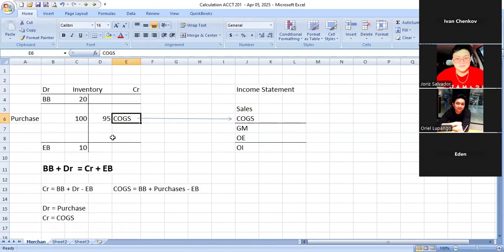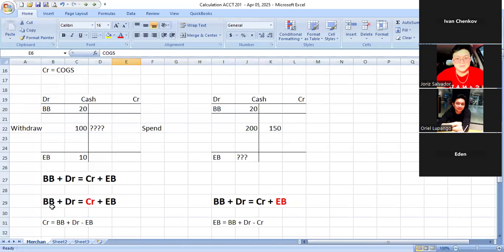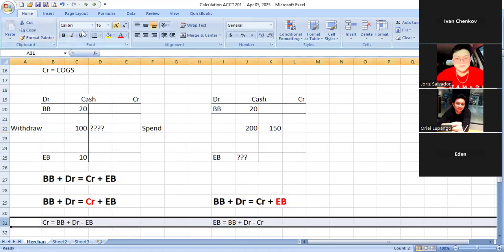Because we purchased those goods, they come with a cost. When we sell them, that cost becomes the cost of goods sold. And then we can compare how much profit we're actually making once we see how much we sell them for. So the whole point here was how we're going to get different elements. If we're chasing how much went out or how much we spent, we're going to have beginning balance plus debit minus ending balance, and it's going to give us how much we sold.